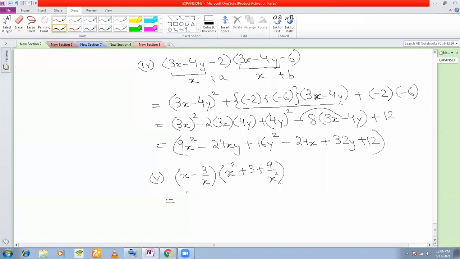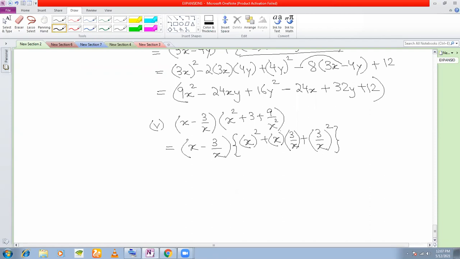So this is x minus 3 by x into a square, and you write a b square, plus ab is a into b. Okay, so what are you getting here? This is now, this is what form? A cube minus b cube form. So this is a cube minus b is 3 by x cube. So you get a cube minus b cube, and that is your answer.